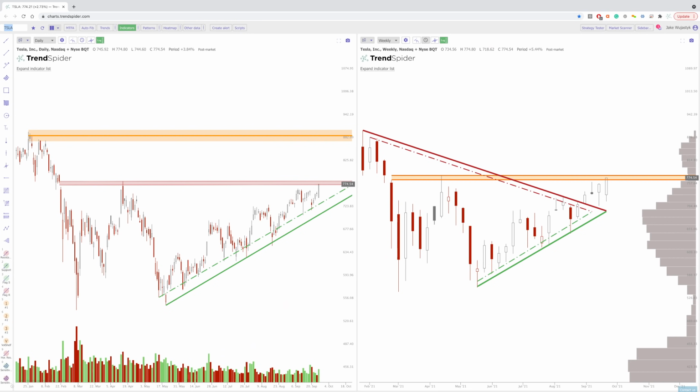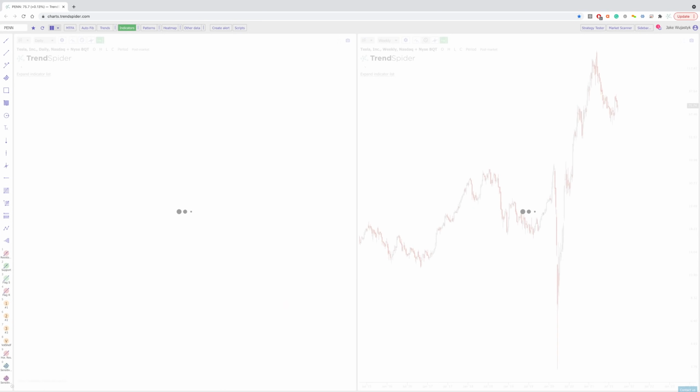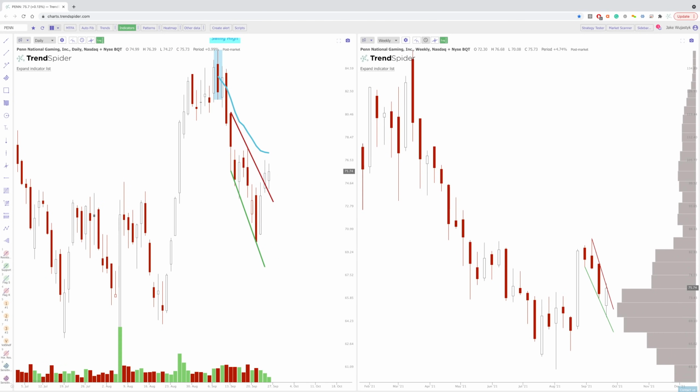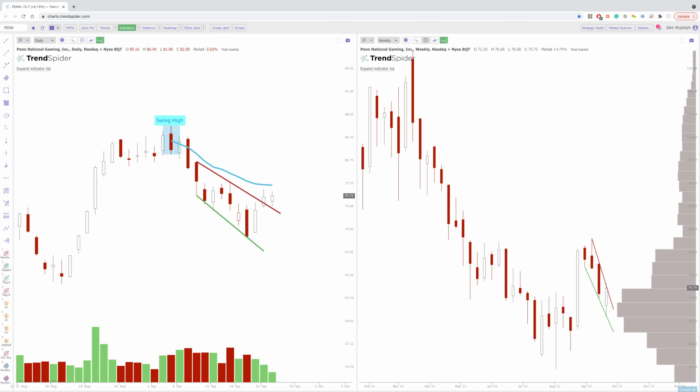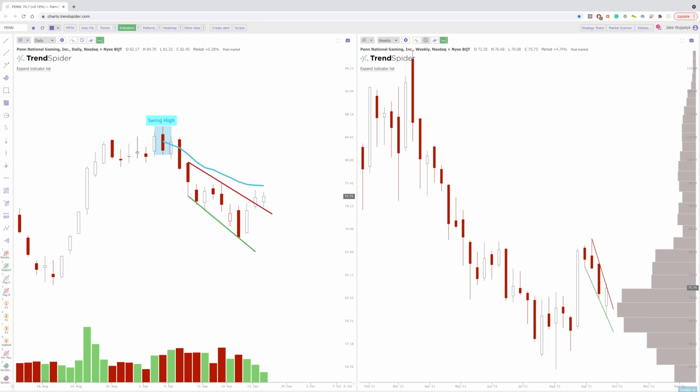Now, PENN is the next one. Full disclosure, I do have a position in this one, and I'll kind of give you guys the thesis on why. So, one, at least on the daily chart, you'll see here that we did break out of this kind of downward sloping, broadening channel here.